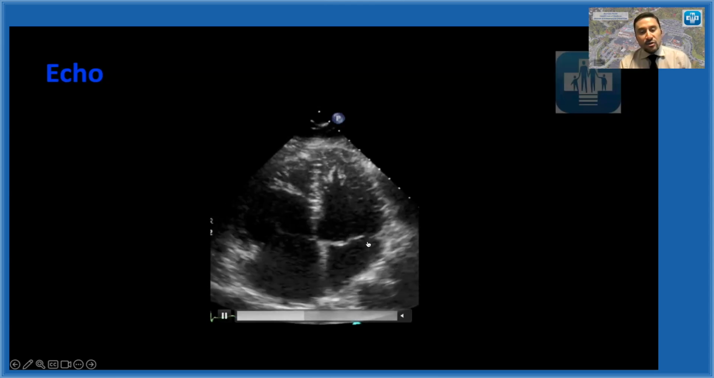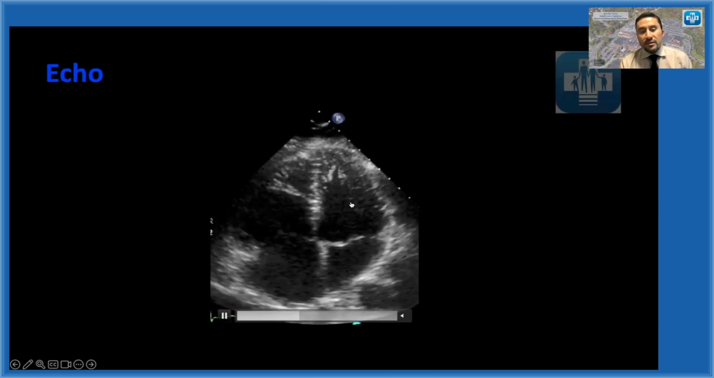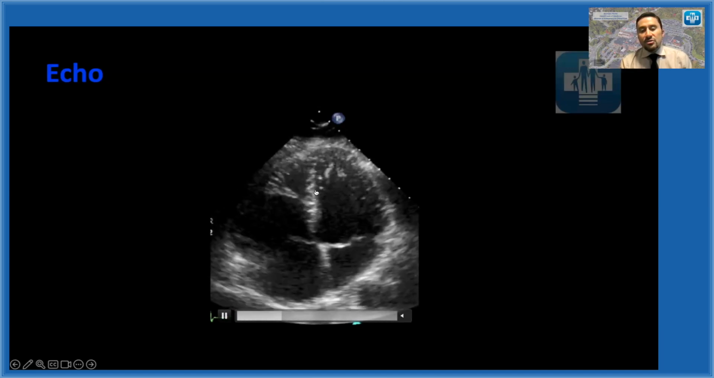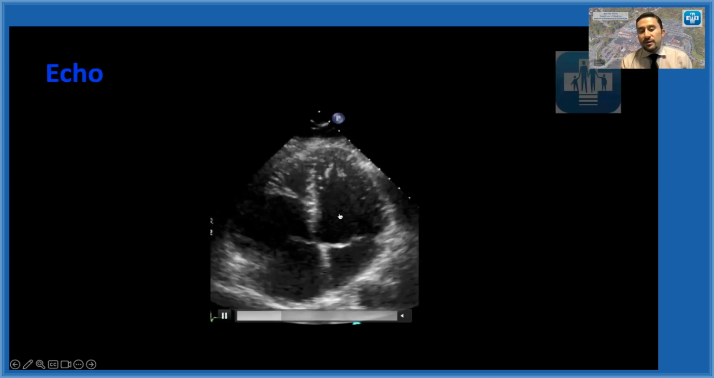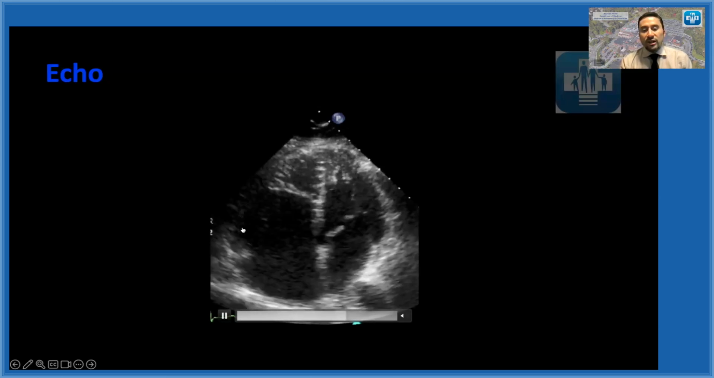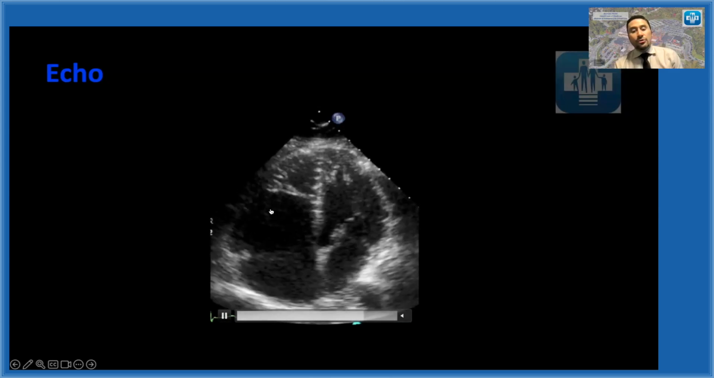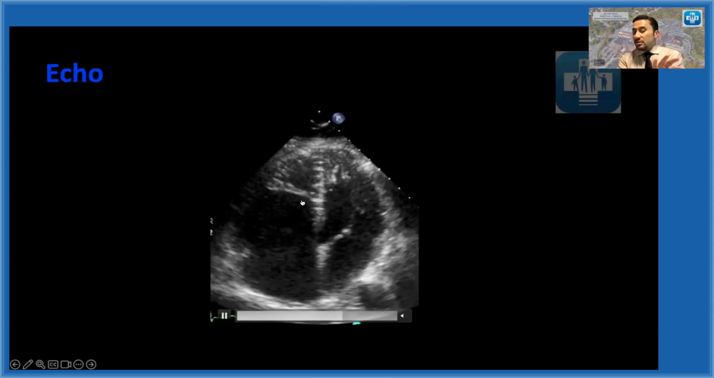So this is an echo for one of the patients I have seen in the past, where you can see that typically the left ventricle is bigger than this. It occupies about 2/3 of the space of the ventricular system, while the right ventricle here is usually about 2/3 of the size of the LV, but you can see here that the situation is flipped.